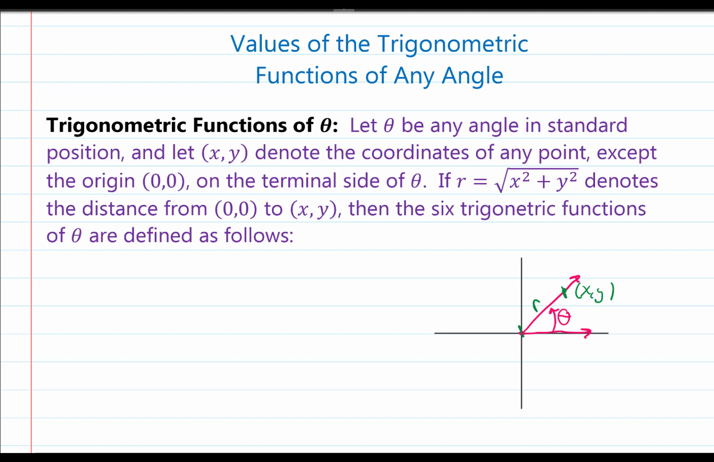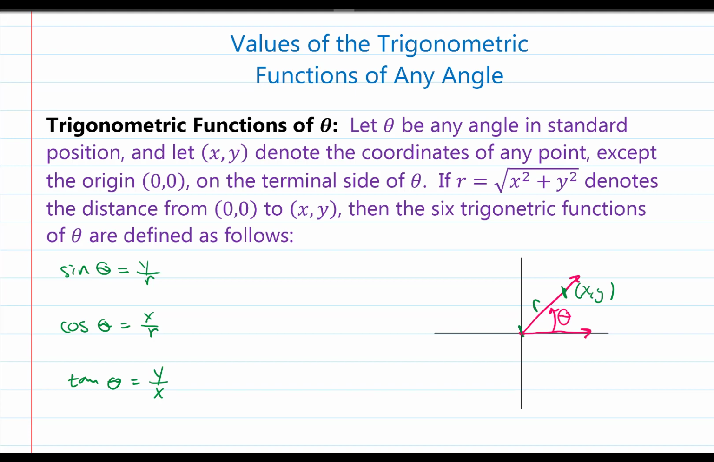Then the 6 trigonometric functions of angle theta are defined as follows. Our goal here is to transition away from labeling the ratios of our trigonometric functions with a, b, and c, or opposite, adjacent, and hypotenuse, into ratios where we are labeling the values of the ratio with x, y, and r. So in this case, we would say sine of angle theta is equal to y over r. Cosine of angle theta is equal to x over r. And tangent of angle theta is equal to y over x.